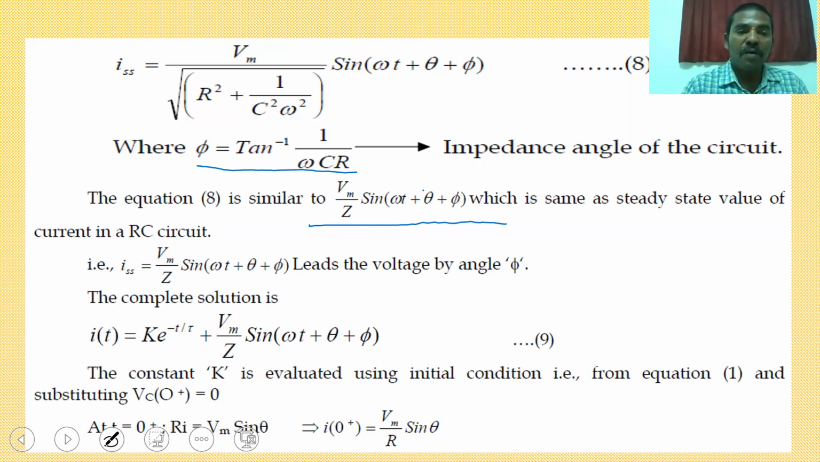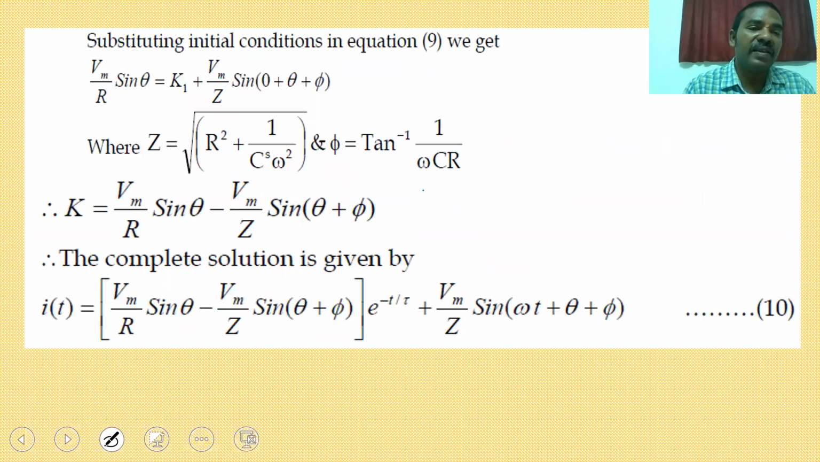So now Vm by R sin theta is equal to K1, since e power minus 0 is 1, plus Vm by Z sin omega t, with t is 0, plus theta plus phi. Here Z is equal to root of R square plus 1 by C square omega square, and phi is tan inverse of 1 by omega C R. So K is equal to Vm by R sin theta minus Vm by Z sin theta plus phi.